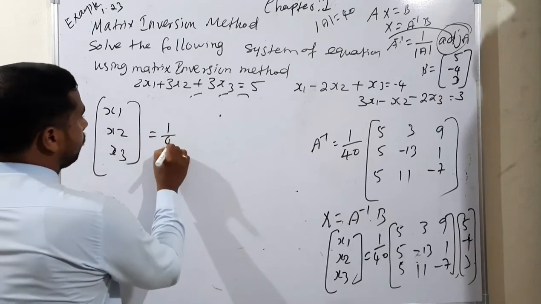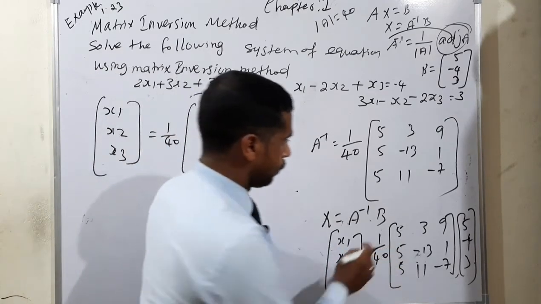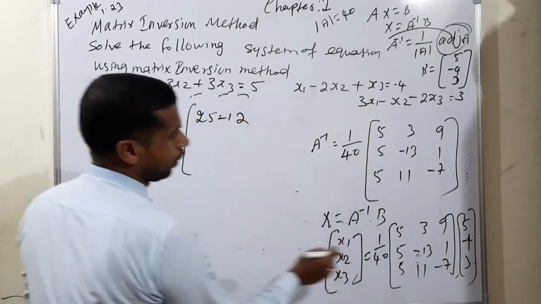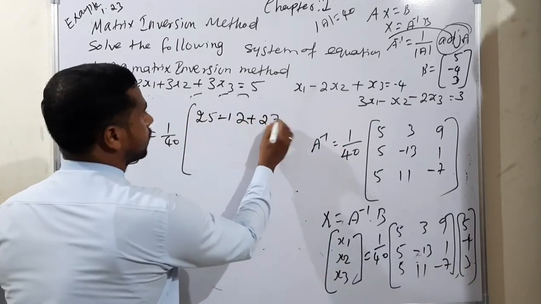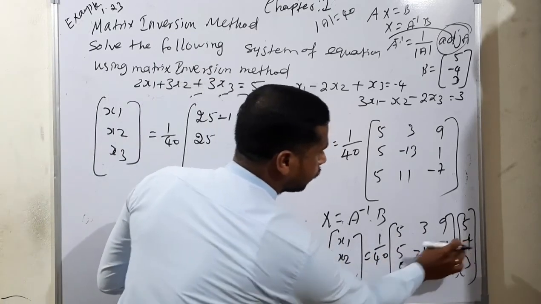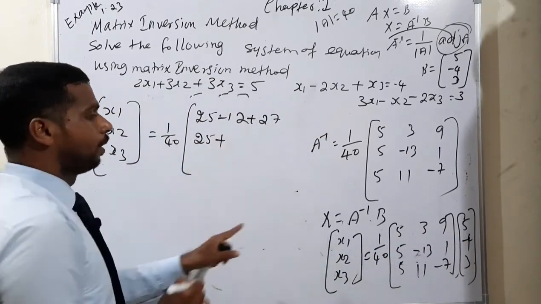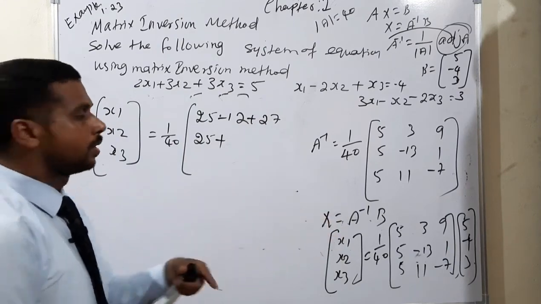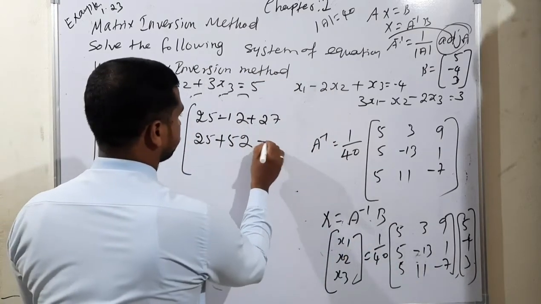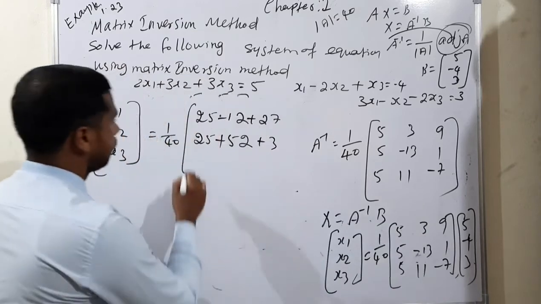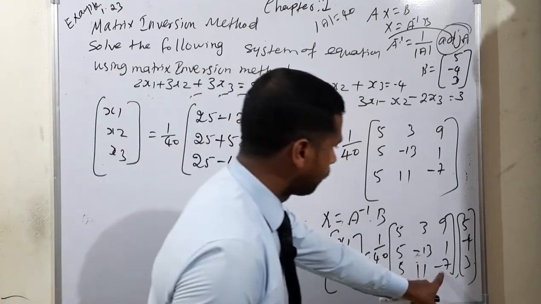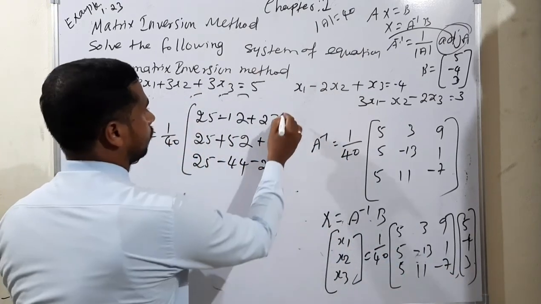x1 is equal to 1 by 40 into, so 5 into 5, 25. 3 into minus 4, minus 12. 9 into 3, positive 27. Second row, 5 into 5, 25. Minus 13 into 4 means definitely positive. 13 into 4 means 3 4s are 12. 40 plus 12 is equal to 52. Next condition, 1 into 3, 3, isn't it? Third row, 5 into 5, 25. 11 into minus 4, minus 44. Minus 7 into 3, minus 21.